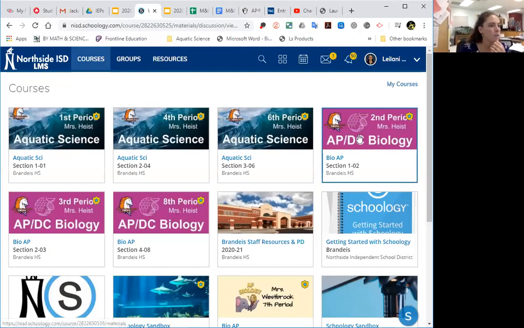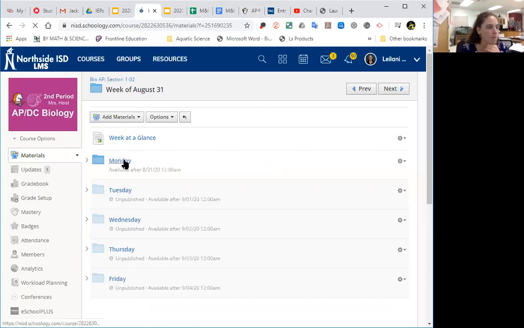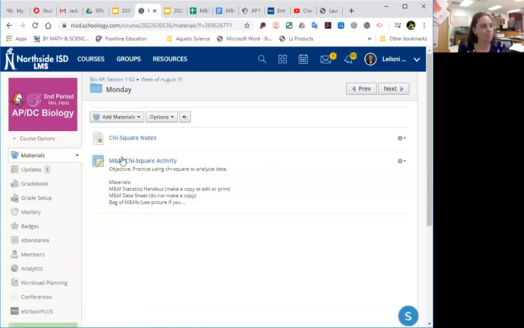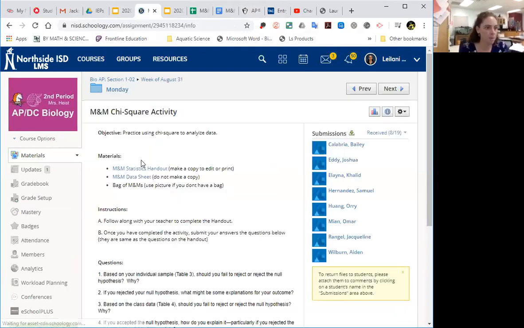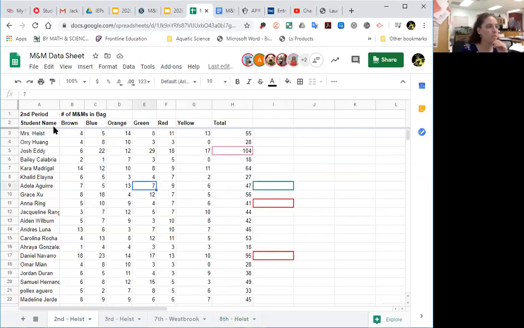If we log into our Schoology, and Monday, we have our chi-squared activity. Here's the link to the notes you should have looked at over the weekend. So here in our assignment, we have our data sheet and a statistics handout and the bag of M&Ms, or you can use mine from before. We look at our data sheet. So here's some data from second period, and here's my data. I totaled this up. We had the entire class to look at.